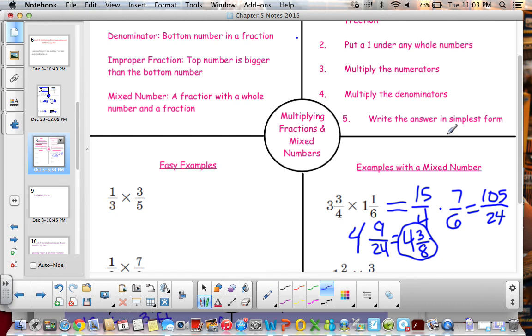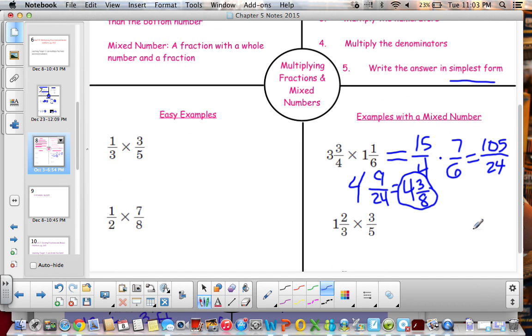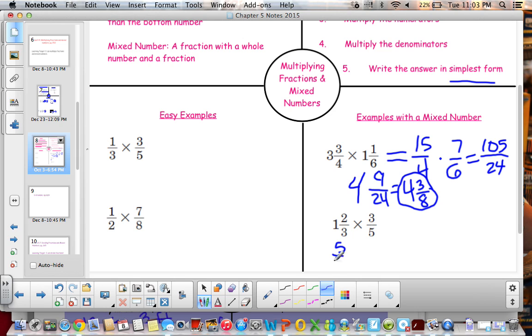We always want it in simplest form. And if it ends up as an improper fraction, remember we need to convert it to a mixed number. So 1 2/3 times 3/5. So I'm going to rewrite this as an improper fraction. So 3 times 1 is 3 plus 2, so 5 thirds times 3/5. 5 times 3 is 15. 3 times 5 is 15. So 15 fifteenths equals 1.